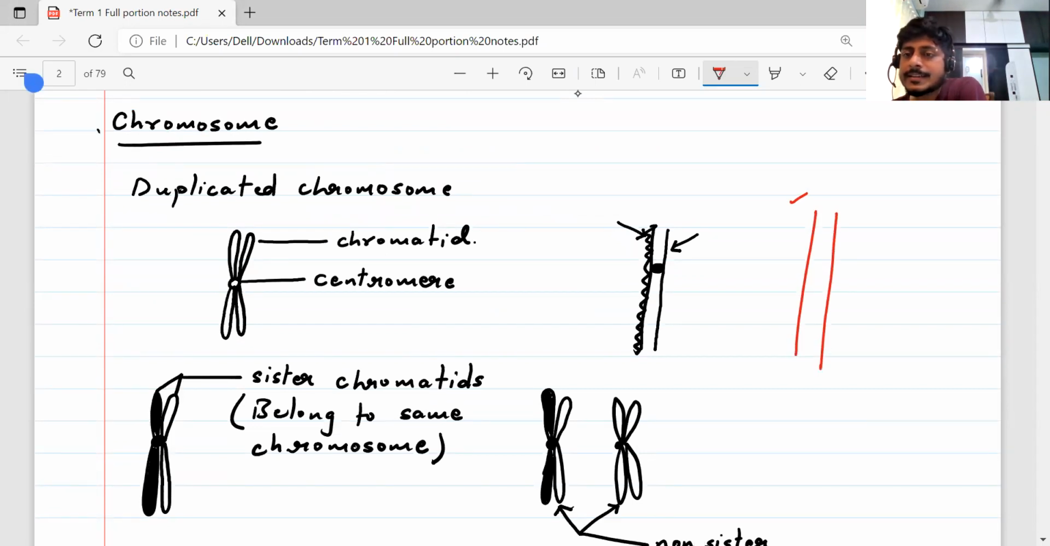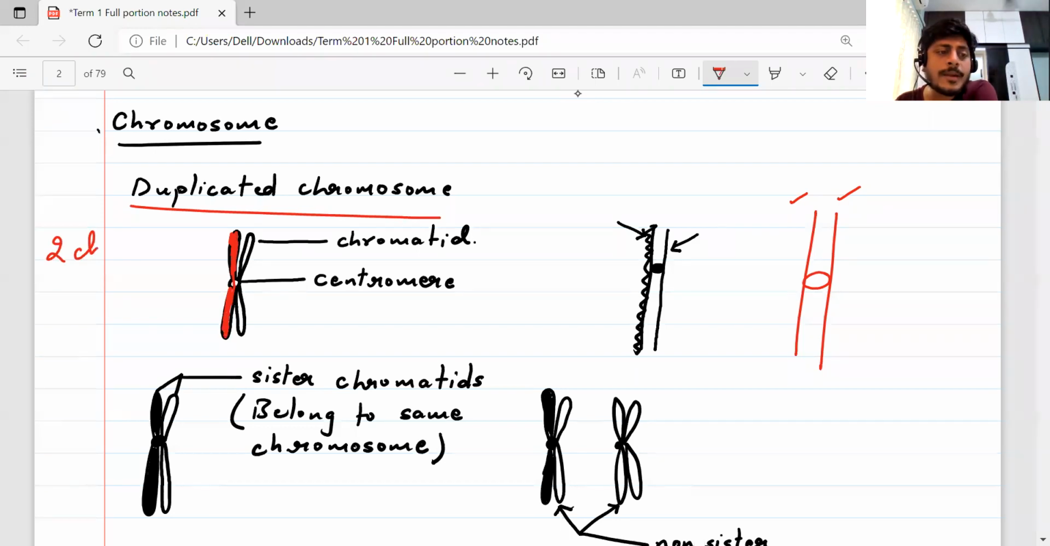The vertical lines that are there are called chromatids, and they're joined at this point, which is called the centromere. So this entire vertical line, the one that I'm shading right now, this entire red thing is one chromatid, and the entire white thing is another chromatid. So a duplicated chromosome actually contains how many chromatids? It contains 2 chromatids. And these chromatids are held together at this point, which is called the centromere. Centromere is the point of attachment of sister chromatids.